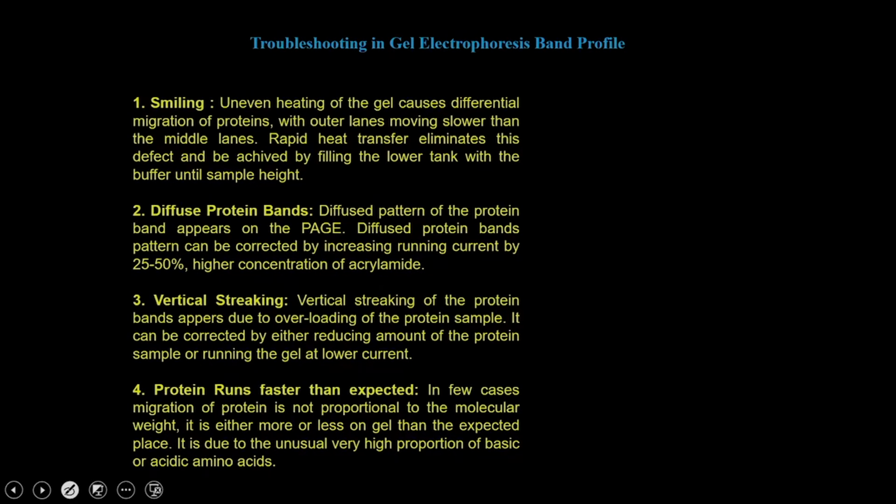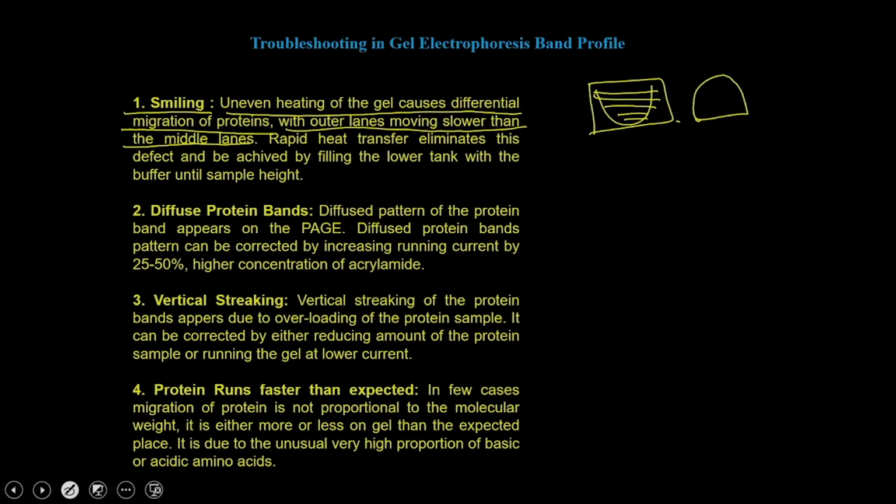The first and most common is the smiling of the band. Uneven heating of the gel causes differential migration of the protein, with the outermost lane moving slower than the middle lane. So, the smiley is a typical smiley fashion of a protein band. It could be in an upward direction or in a downward direction, which means the proteins are smiling like this, or the proteins are smiling in a reverse orientation. This happens because a few protein molecules are running faster and a few are running slower, and because of that it forms a lump kind of situation. And why does it happen?